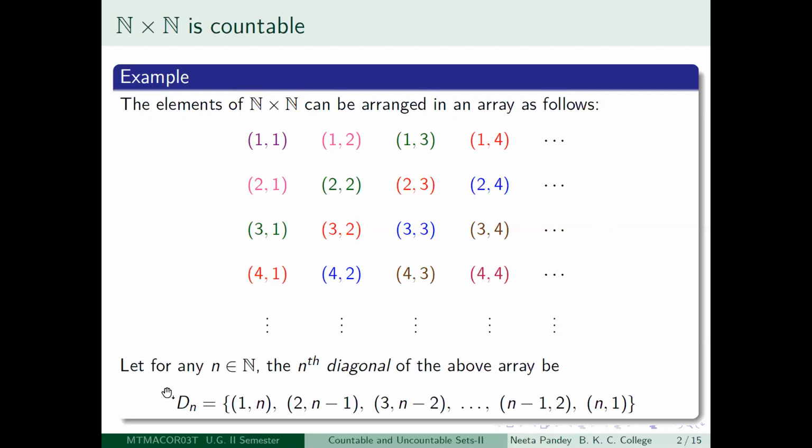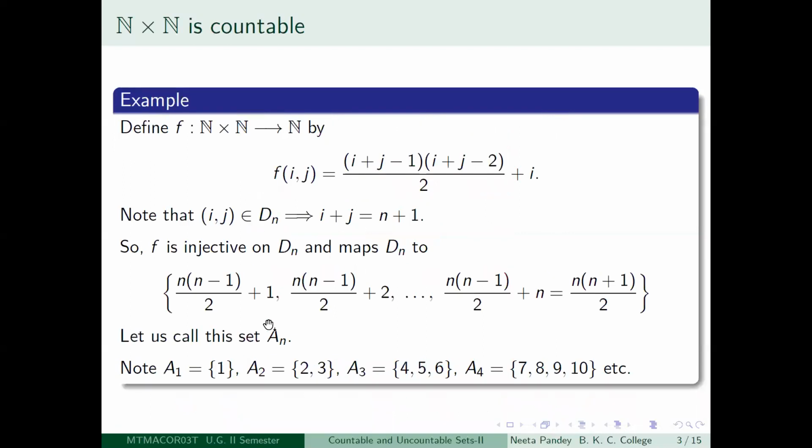You have seen that we have described certain finite subsets, consisting of n elements of N cross N, which are those for which the first coordinate and second coordinate, if you add, you get n plus 1. Very good. So using this, you use a certain formula like this, but the basic idea I have already told you. Define a mapping f from N cross N to N as follows. Take any (i, j) and send it to this formula.